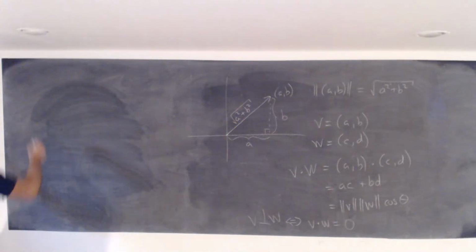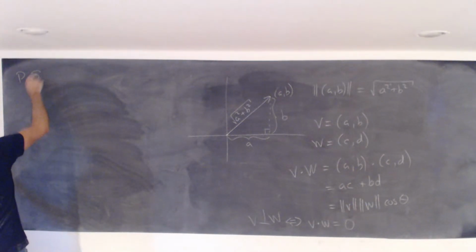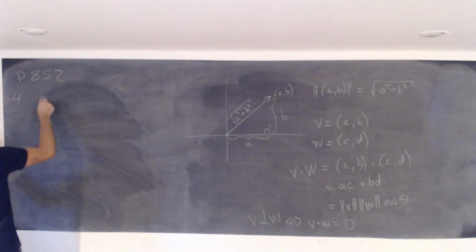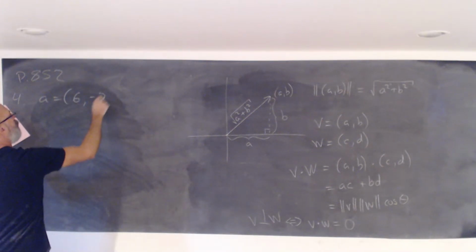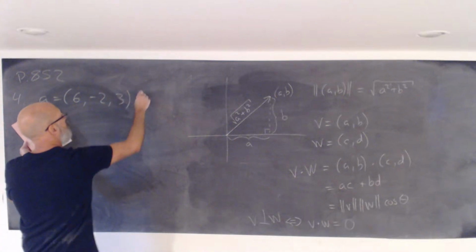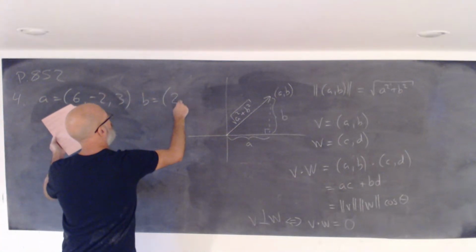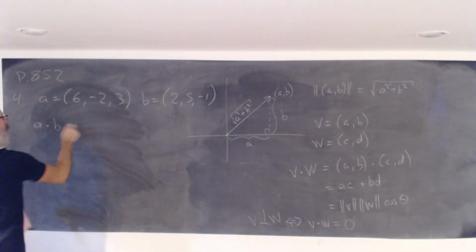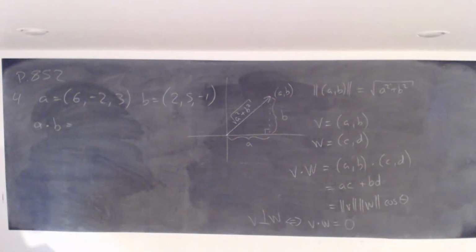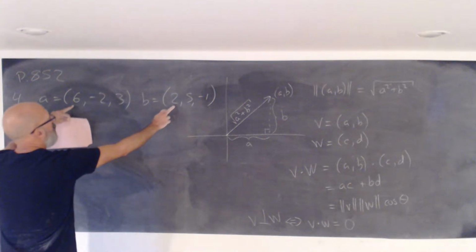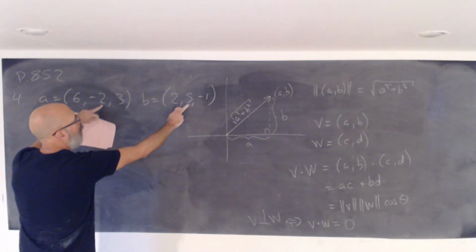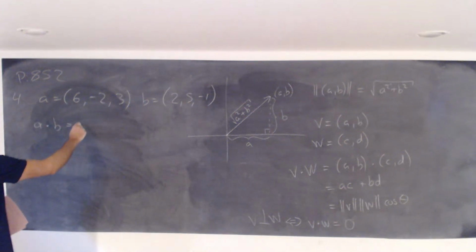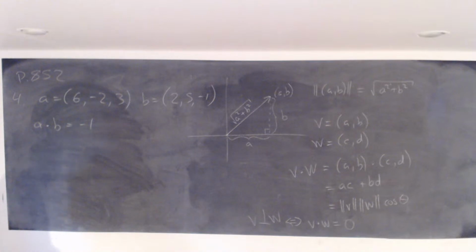Let us do a few exercises from the book. We are asked to calculate A dot B. We can do that in our heads, right? This is 12. Minus 10 is 2. Minus 3 is minus 1.